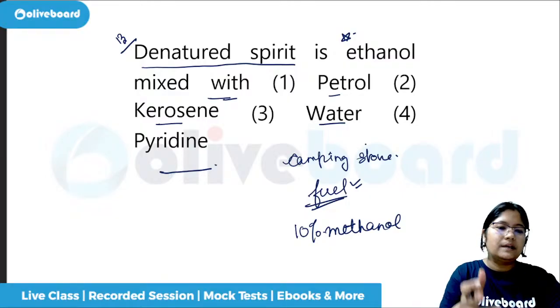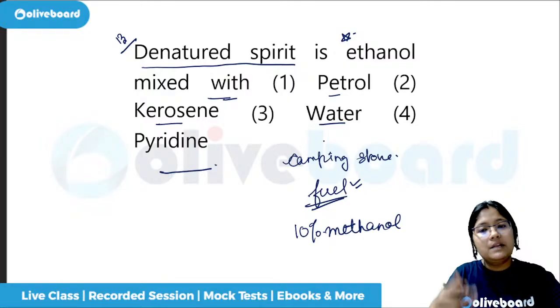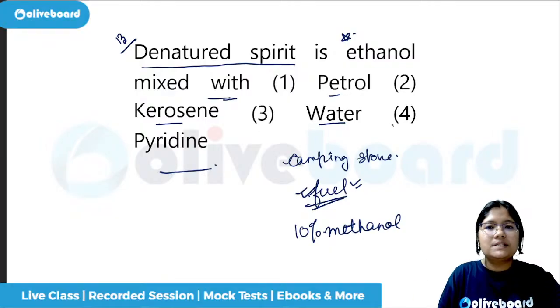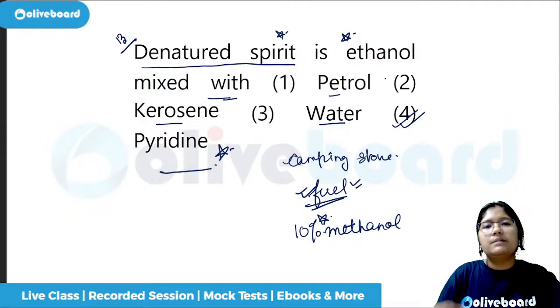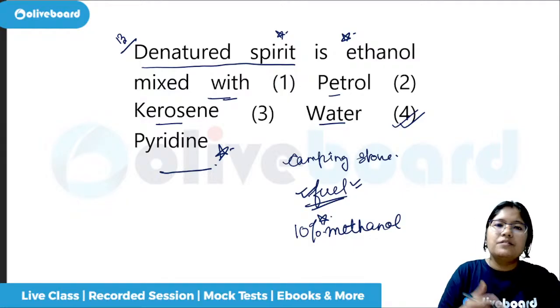And what will be the correct one out of these? It is used as a fuel, similar to petrol, but what is mixed? Pyridine is mixed. It is also known as methylated spirits. So 10% methanol is mixed in the case of denatured spirits. Sometimes some kind of smell is also added to it. Some flavors can also be added to this spirit.